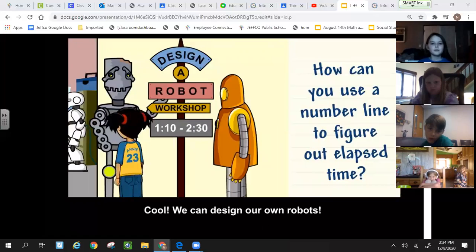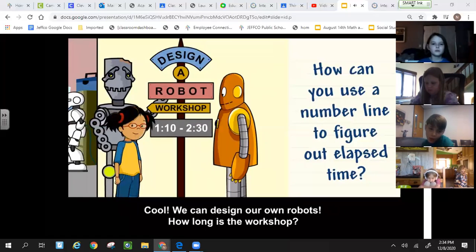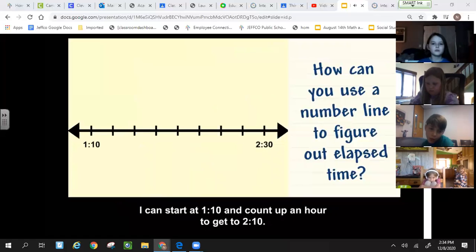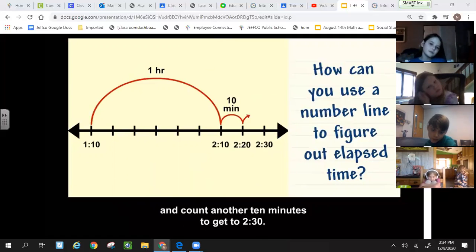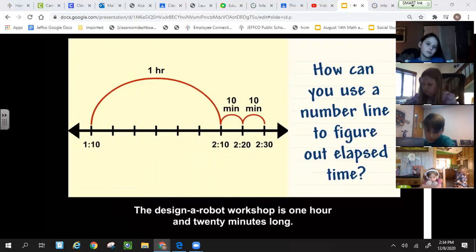Cool, we can design our own robots. How long is the workshop? I can start at 1:10 and count up an hour to get to 2:10. Then I can count up 10 minutes to get to 2:20 and count another 10 minutes to get to 2:30. The Designer Robot Workshop is 1 hour and 20 minutes long.